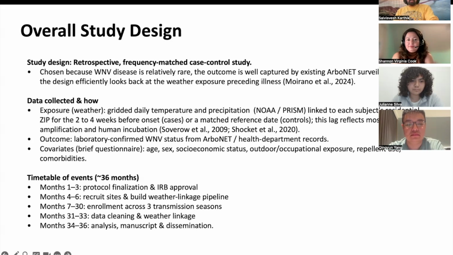In terms of our timetable, months 1 through 3, we'll finalize our protocol and obtain IRB approval. Months 4 through 6, we'll be recruiting from participating sites and building our weather linkage pipeline. Months 7 through 30 will be enrolling cases and controls across three transmission seasons. And then the subsequent months will be data processing, data cleaning, and then doing data analysis.